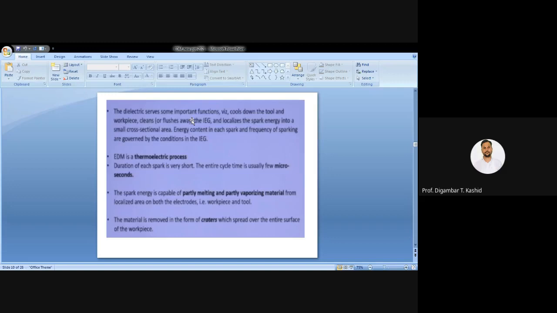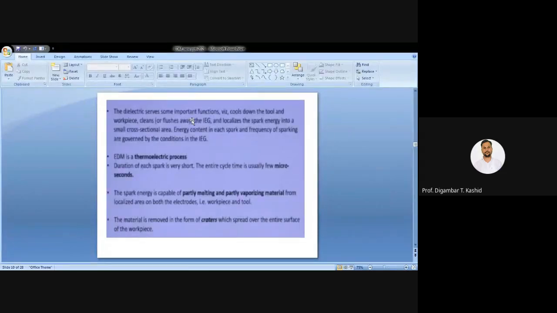So this total cycle is very short, and whatever the capacitor charging and discharging and the deionization, all these things happen within a few microseconds. So this spark energy is capable of partly melting and partly vaporizing the material from the localized area where the spark is generated, from both electrodes, that means both the workpiece as well as the tool.